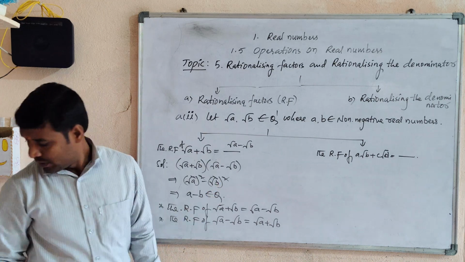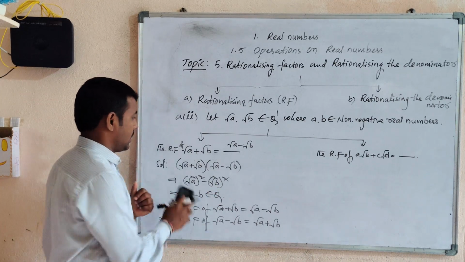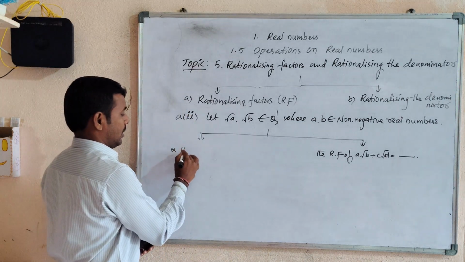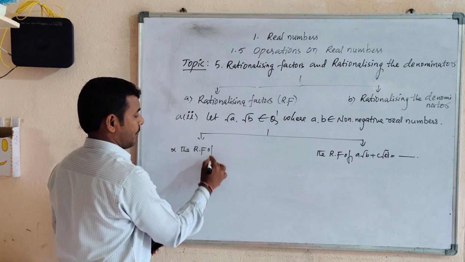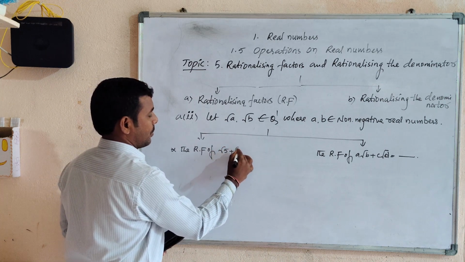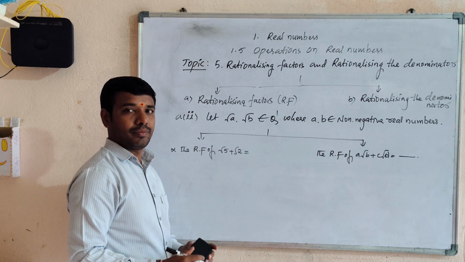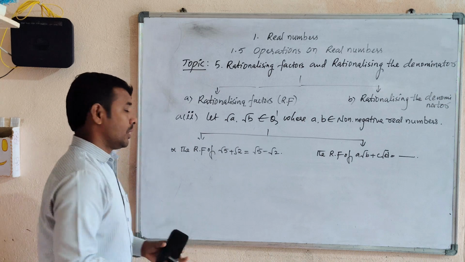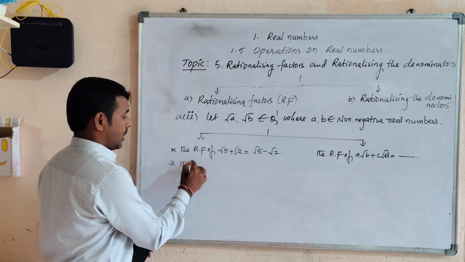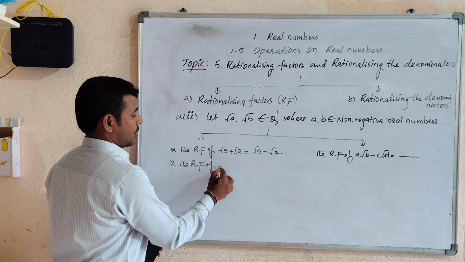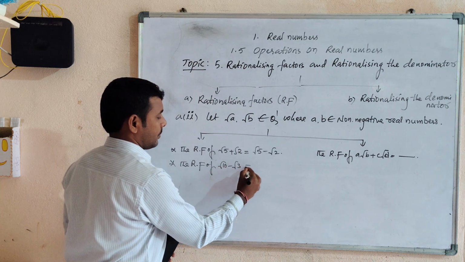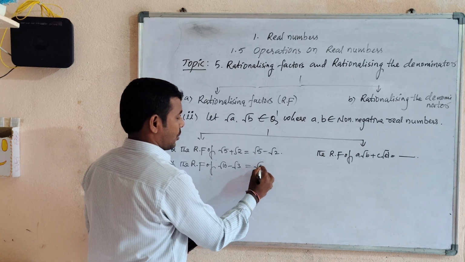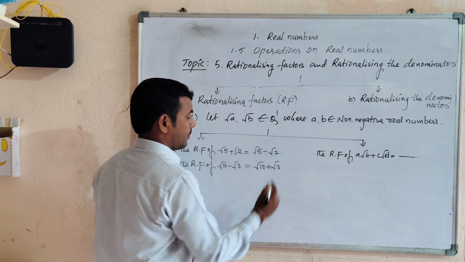Okay, got it. Now, a few questions based on this. Please respond. The rationalizing factor of root 5 plus root 2. What is the answer? Yes, the answer is square root of 5 minus square root of 2. One more question. The rationalizing factor of square root of 10 minus square root of 3. What is the answer? Correct, the answer is square root of 10 plus square root of 3.